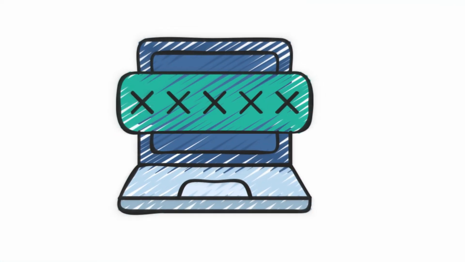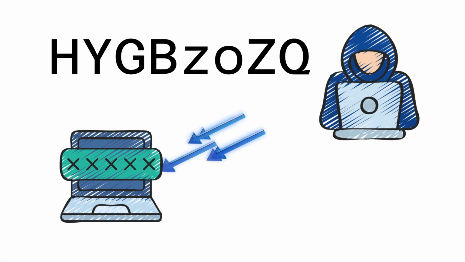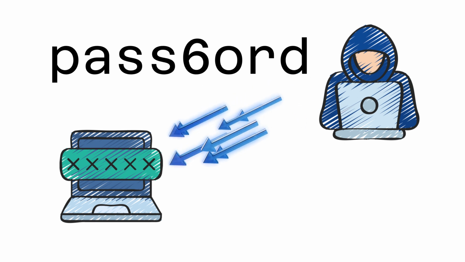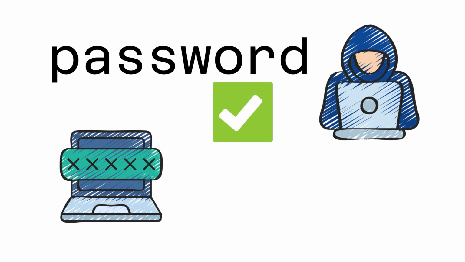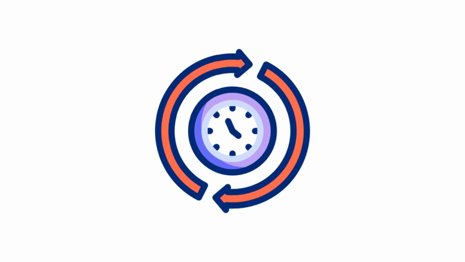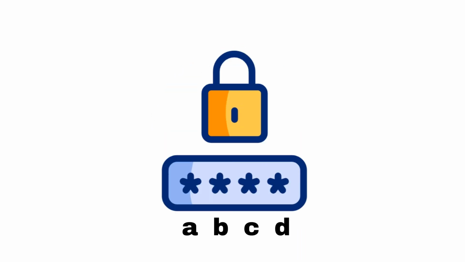Technique number 1 is brute force attacks. Brute force attacks involve systematically trying every possible combination of characters until the correct password is found. While this technique is time consuming, this method can be very effective against weak passwords.